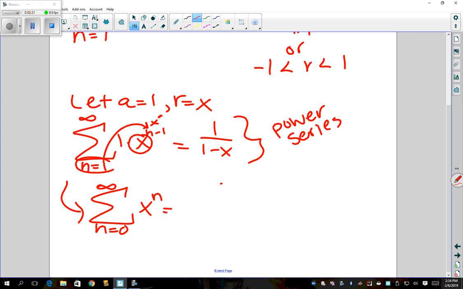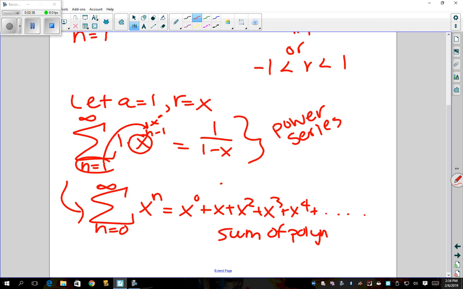So writing out the terms of this series, we get x to the 0 plus x squared plus x cubed plus x to the 4th, plus all of this. So this is a sum of polynomials. It's not a function, it's actually a series of all these polynomials, and I'm adding them up.